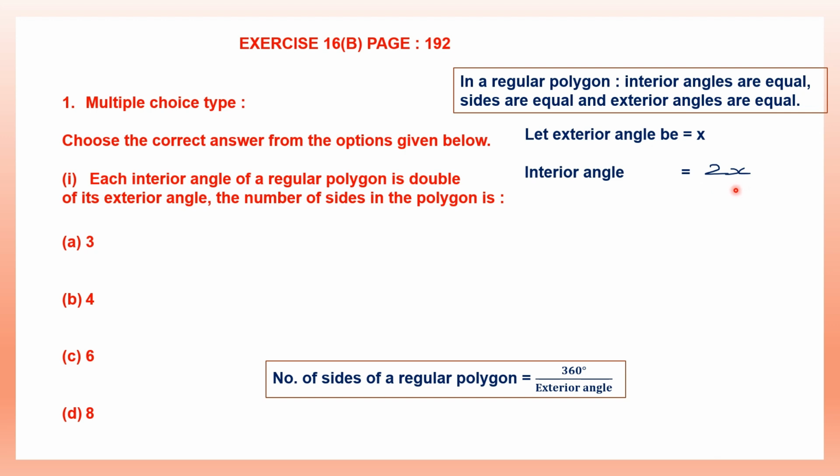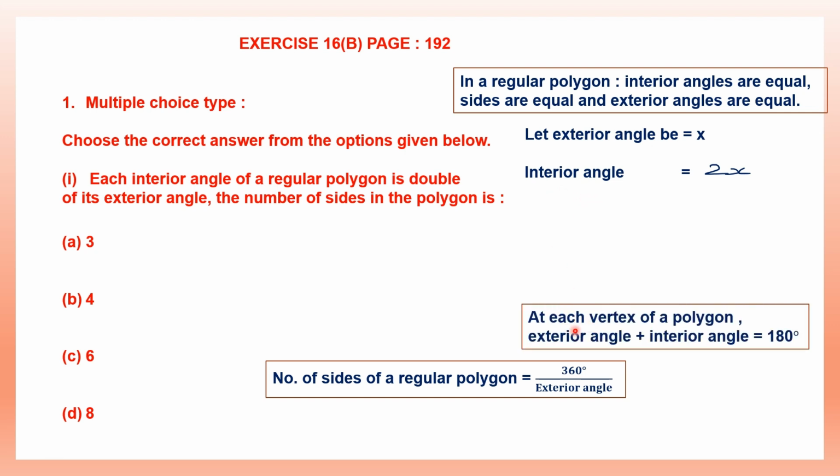Now there's another property of exterior and interior angles of all polygons, that is at each vertex of a polygon. Vertex is the point where two lines of any polygon meet. So at each point there, the exterior angle and the interior angle will add up to 180 degrees always. Remember, at each vertex of a polygon, exterior angle plus interior angle will add up to 180 degrees.